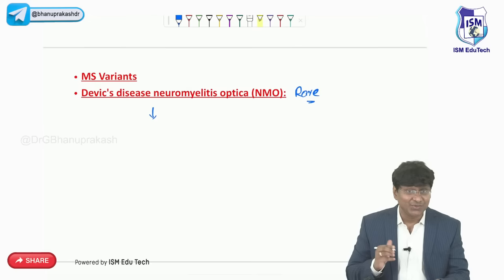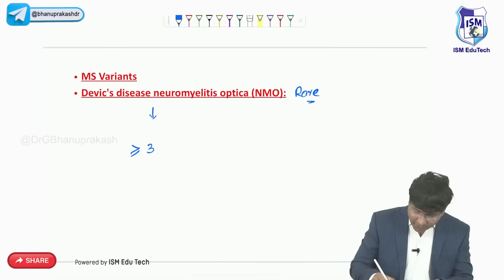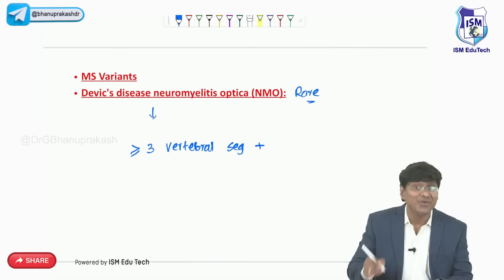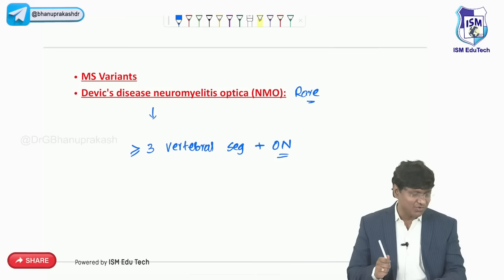So there should be demyelination of more than or equal to 3 vertebral segments, and along with that, there will be optic neuritis. That is what is called neuromyelitis optica or Devic's disease, right?